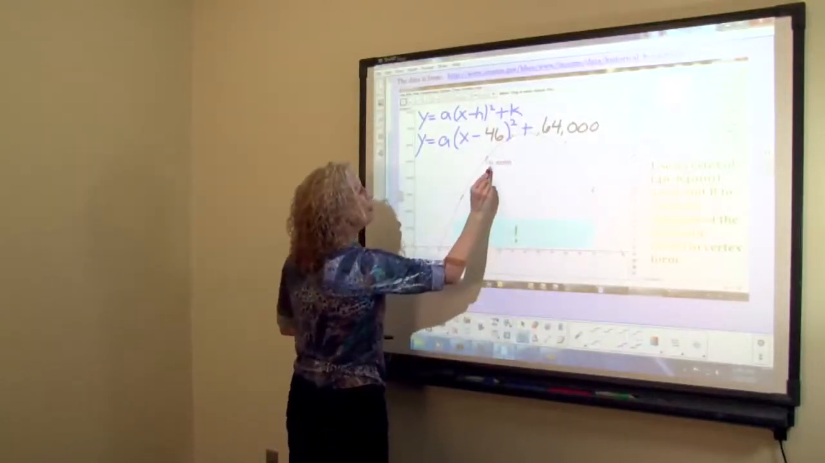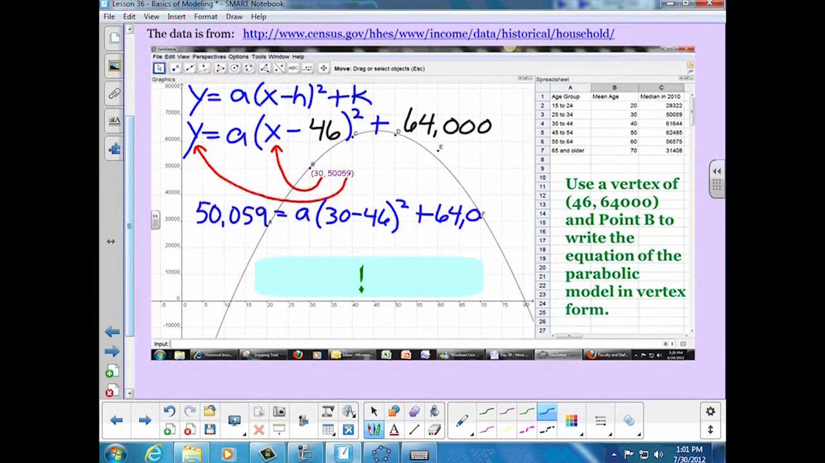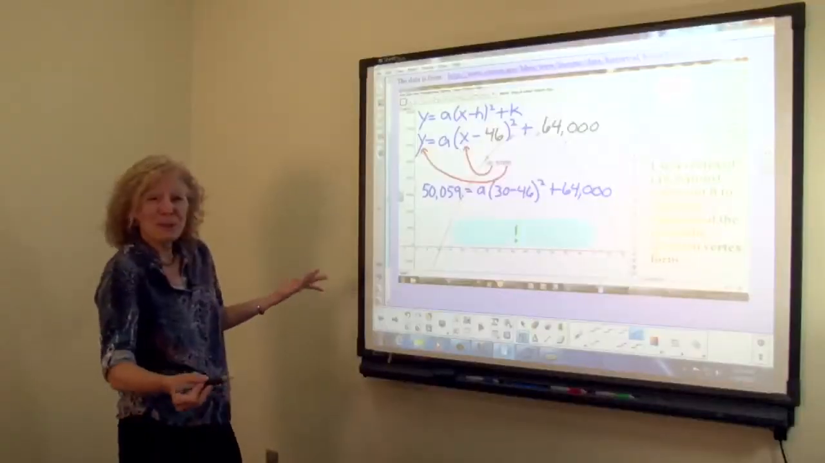So I'm going to put 30 in for x. I'm going to put 50,000 in for y. Okay? I put those in temporarily because they have to solve this equation. And then I can find that a value. So I have 50,059 is equal to a times 30 minus 46 quantity squared plus 64,000. Okay? Then all I have to do is the arithmetic.